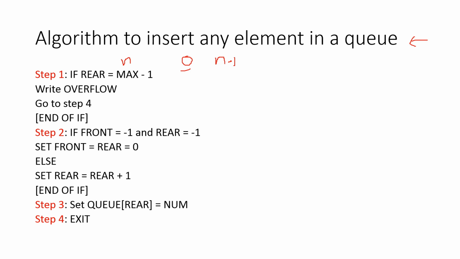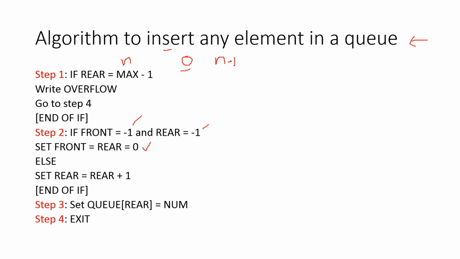Now next, step 2: if front is equal to -1 and rear is equal to -1, that is, no element is there at that situation. Now you are going to insert the element, and at that time front and rear will become 0, will point to 0, because nothing is there. The condition is front and rear are -1, that is, no element is there. The element which you are going to insert is the first element. At that time front is equal to rear is equal to 0. Else, if elements are already there, then rear will become rear plus 1.